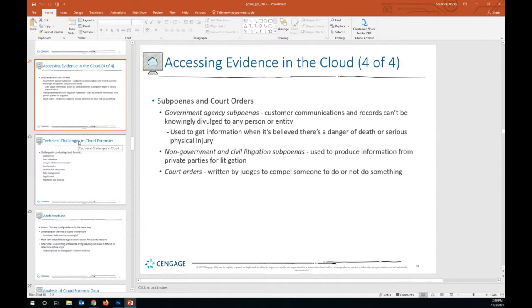So when you get a subpoena or court order, you've got government agency subpoenas. Customer communication records can't be knowingly divulged to any person or entity. These government agency subpoenas are used to get information when it's believed there's a danger of death or serious physical injury. Non-government or civil litigation subpoenas are used to provide information from private parties for litigation. Now, court orders are written by a judge, and they compel someone to do something or not do something.